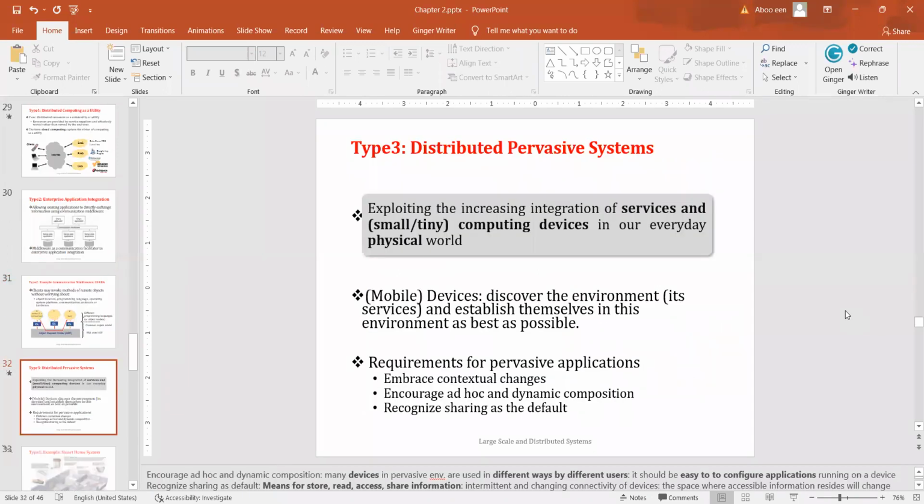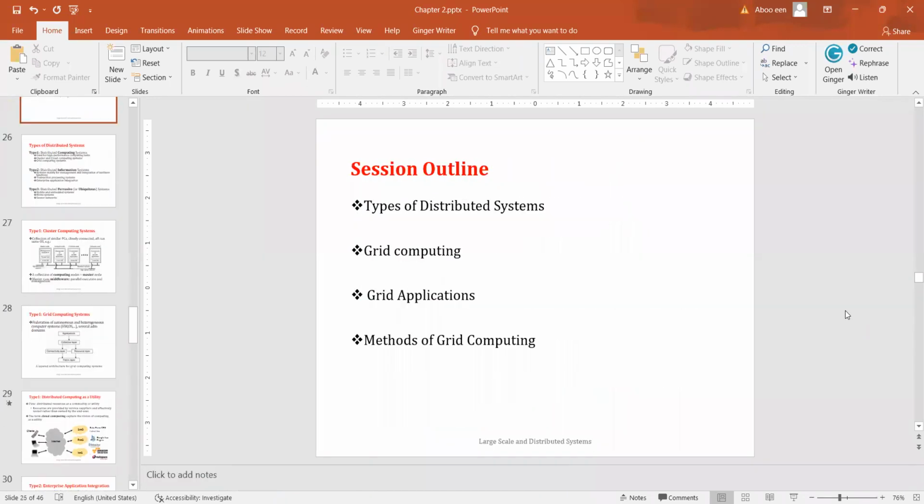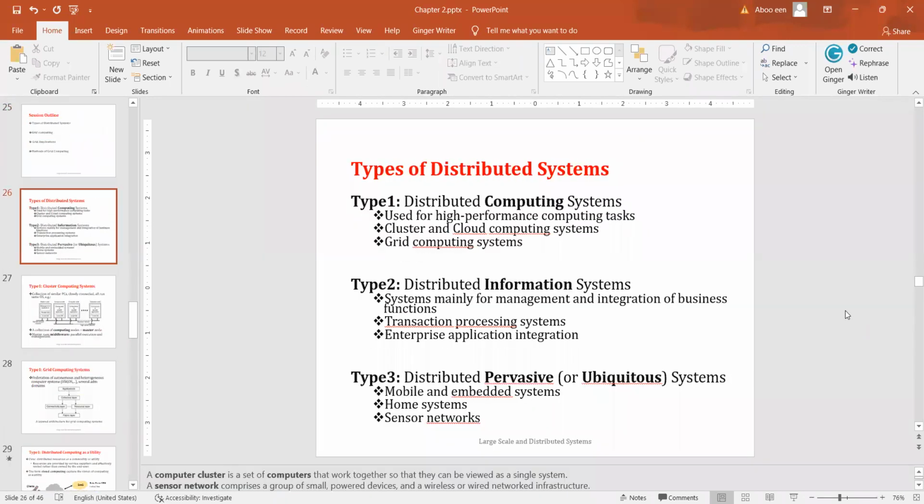Okay, the third one. Third one is what? Third type?